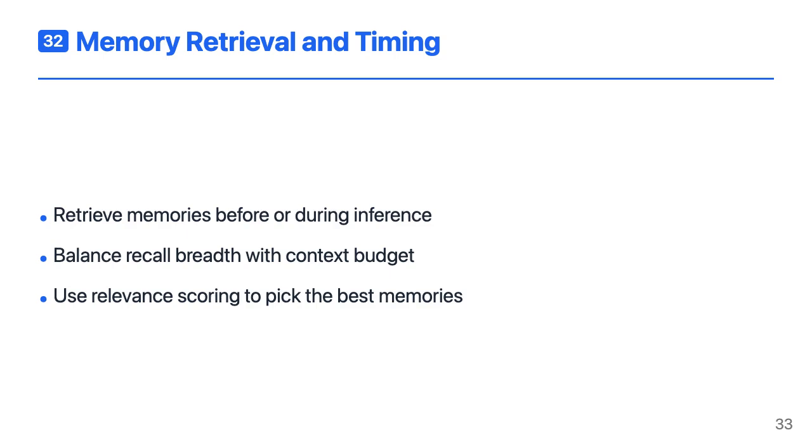But retrieving memories is its own design problem. You can fetch relevant memories before building the prompt, or you can let the agent call a memory retrieval tool mid-conversation. Either way, you have to balance how many memories you bring in against the limited context window. Relevance scoring, semantic search, metadata filters, or task-specific heuristics help you pick the most useful memories for the current turn.